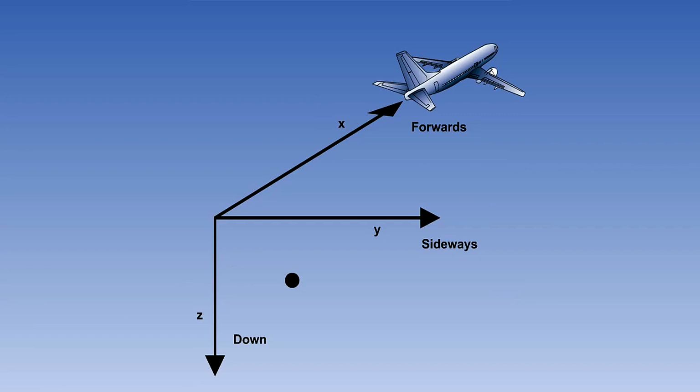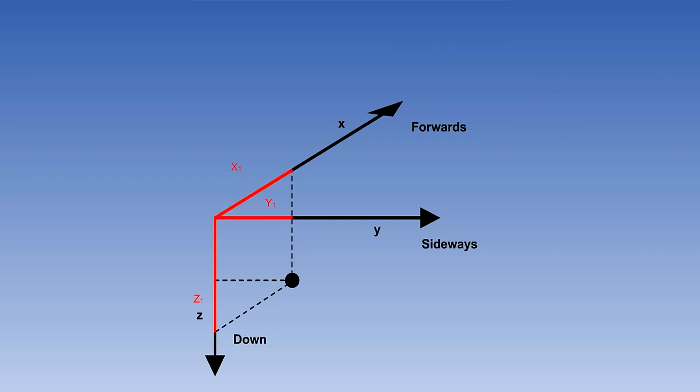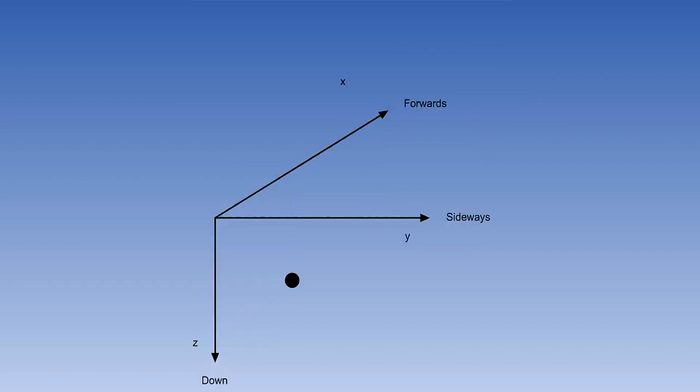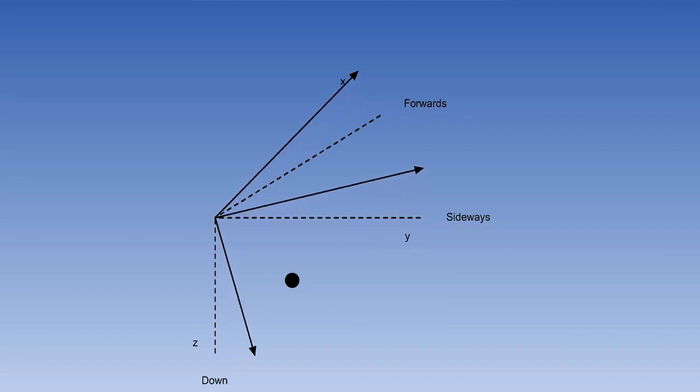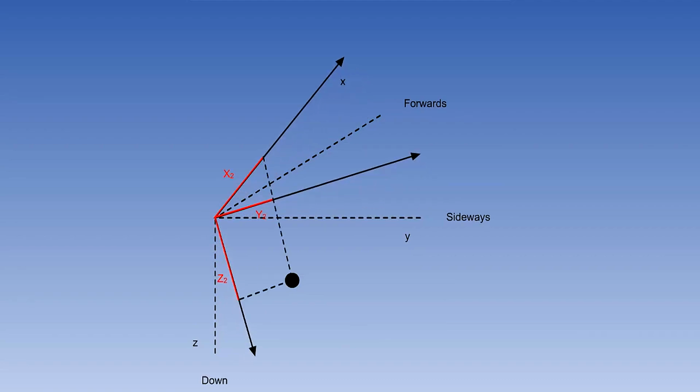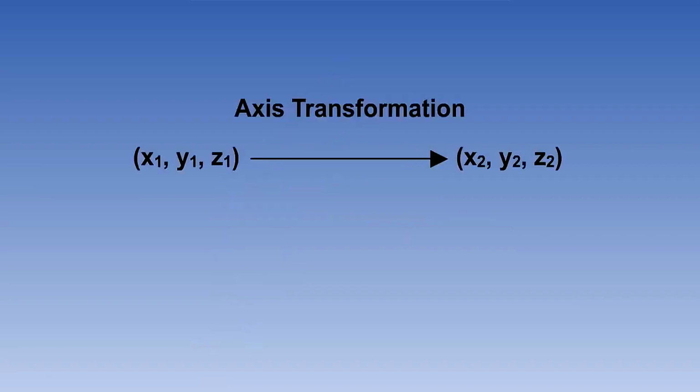Imagine our aircraft in some particular flight attitude. And here is some point in 3-dimensional space which we wish to define. It can be defined by the coordinates x1, y1 and z1. Now imagine that the aircraft pitches, rolls, and yaws. The point in space has not moved but the reference axes have. It is now defined by a new set of coordinates, x2, y2 and z2. The mathematics of converting from one frame of reference to another is called axis transformation.